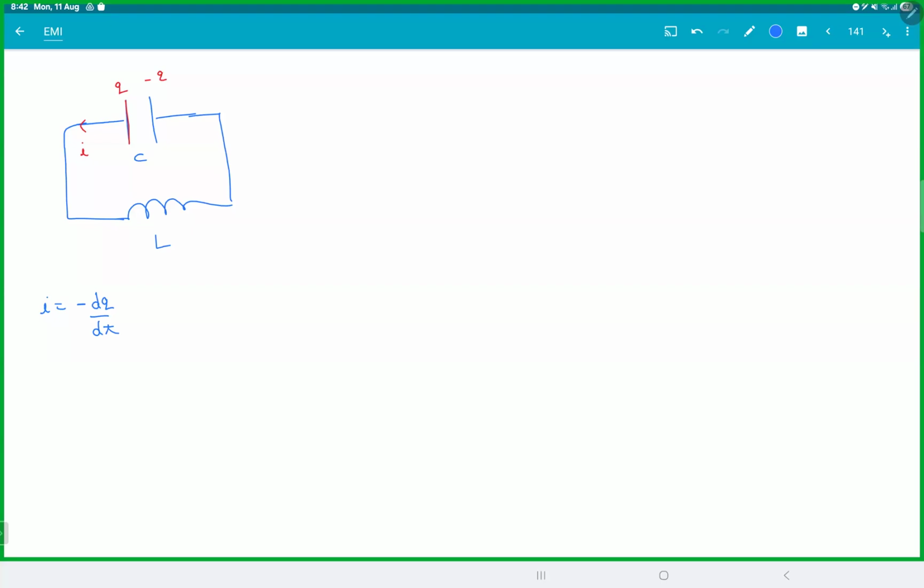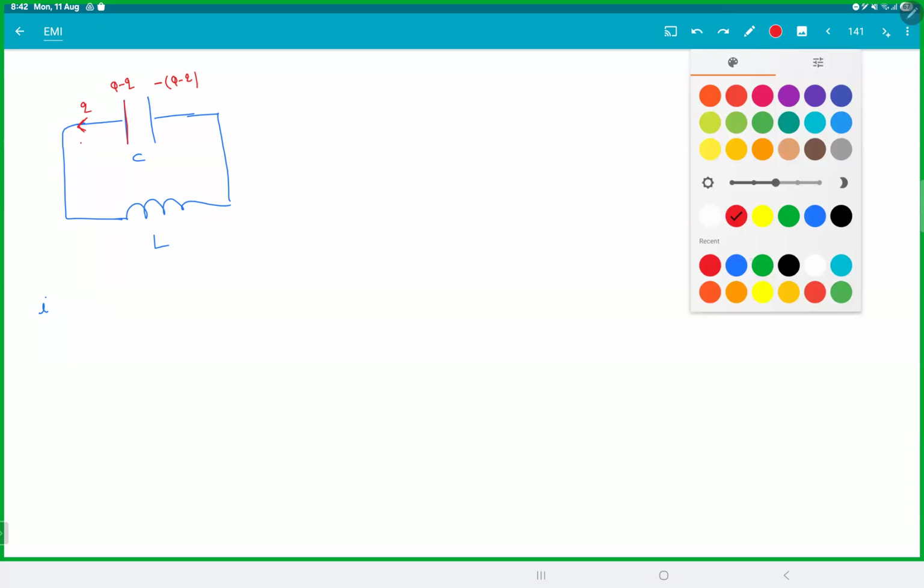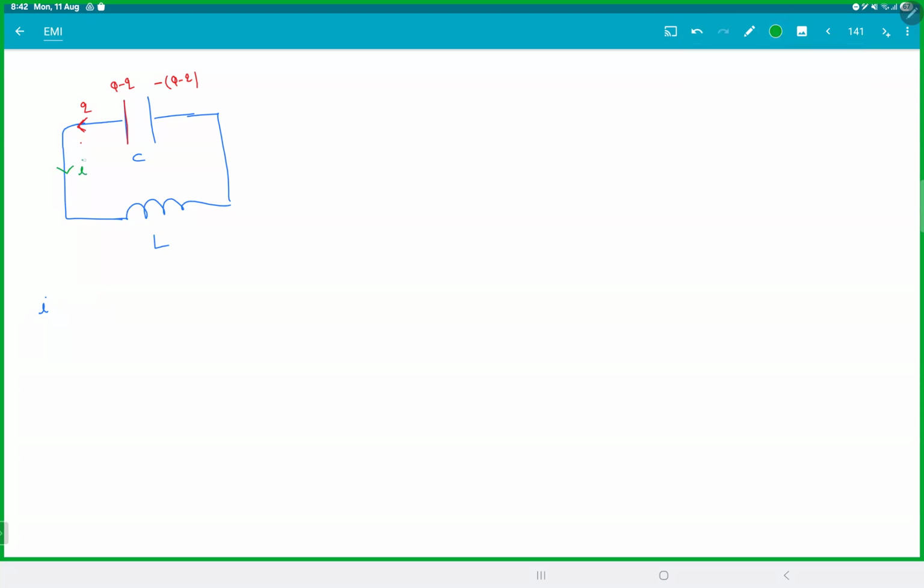You can do that, or better, let charge q flow from here. This will be Q minus q, and minus of Q minus q. Same story, doesn't matter. You can say I is dq by dt. Same thing. So if you're assuming small q, then take minus because it is decreasing.